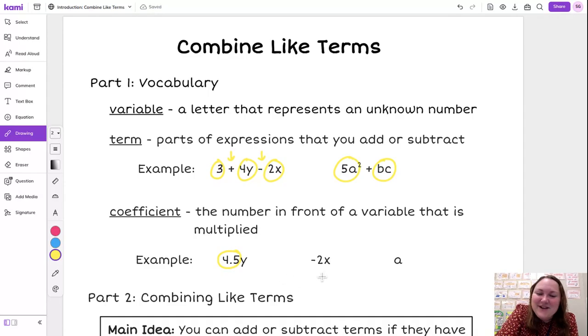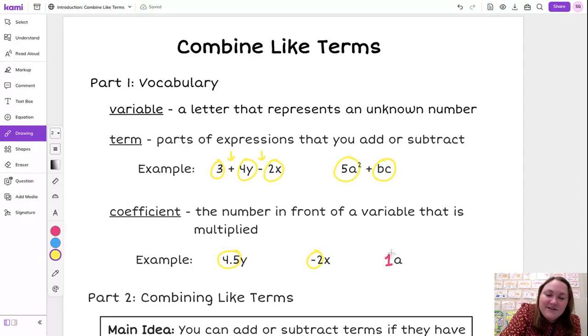So another quick check: what is the coefficient for negative 2x? Hopefully you said negative 2. For this last example, a, what is the coefficient? Well, we don't see a number, and so it's important we know that if you do not see a number in front of the variable, that number is the number 1.